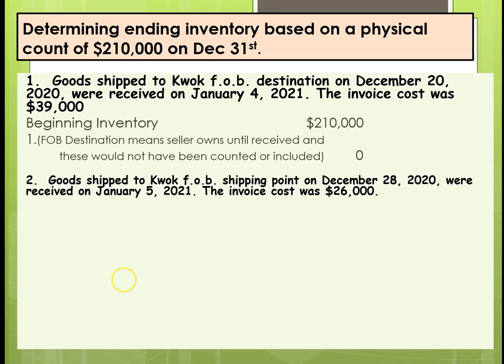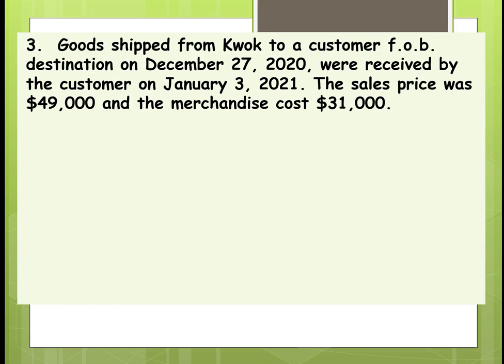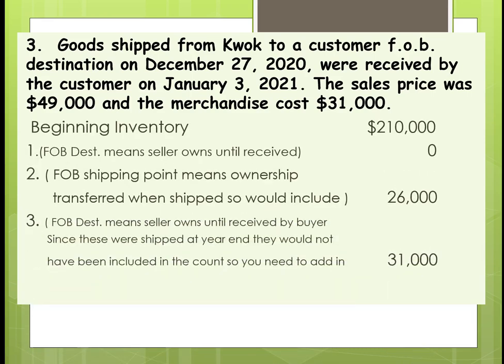Goods shipped to Quack FOB shipping point on December 28th were received on January 5th. Now these should be included in inventory because even though they didn't receive them, they took over ownership the minute they left the dock of the person they were buying them from. Now, goods shipped from Quack to a customer FOB destination on December 27th were received by the customer on January 3rd. This is an example of something that should be included in inventory. Why? Because they do not lose ownership until it's received by the client.